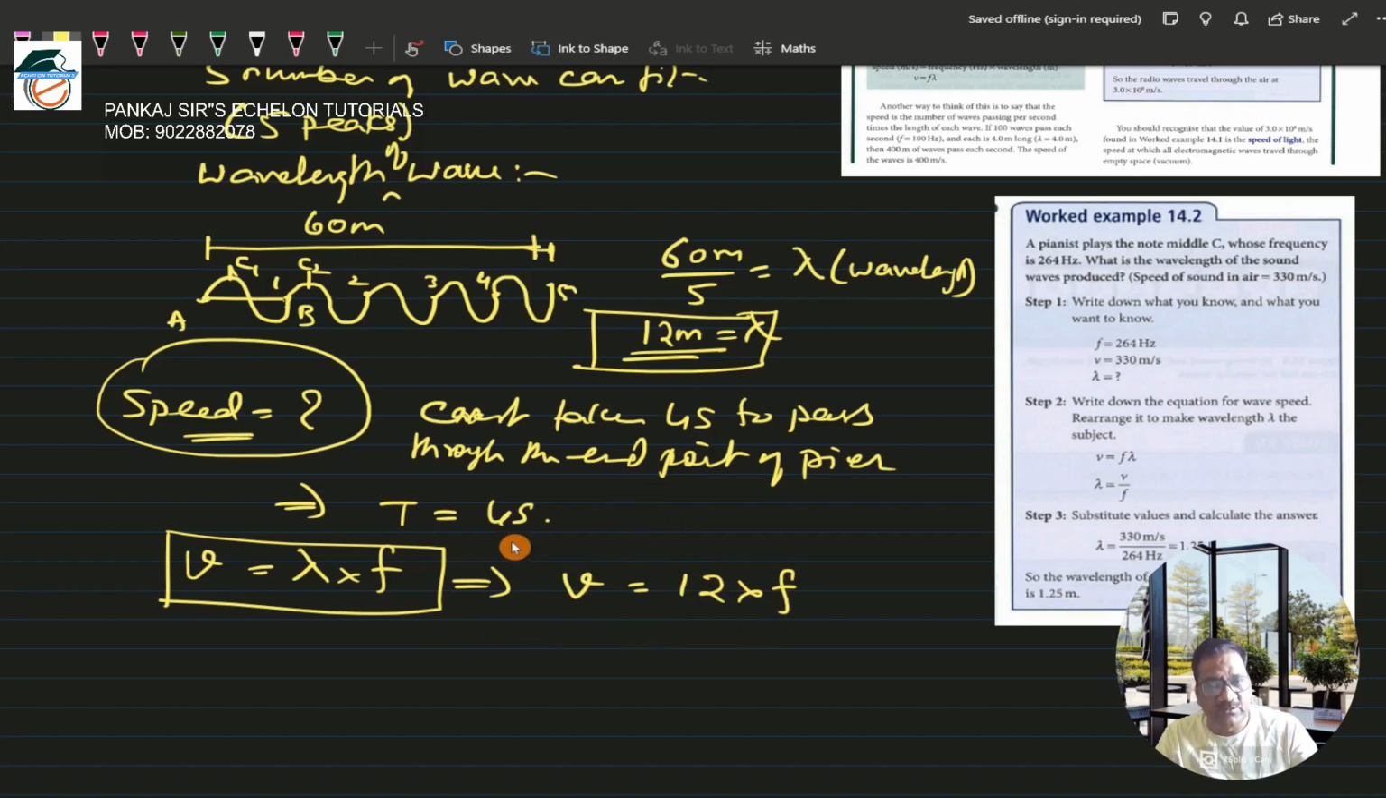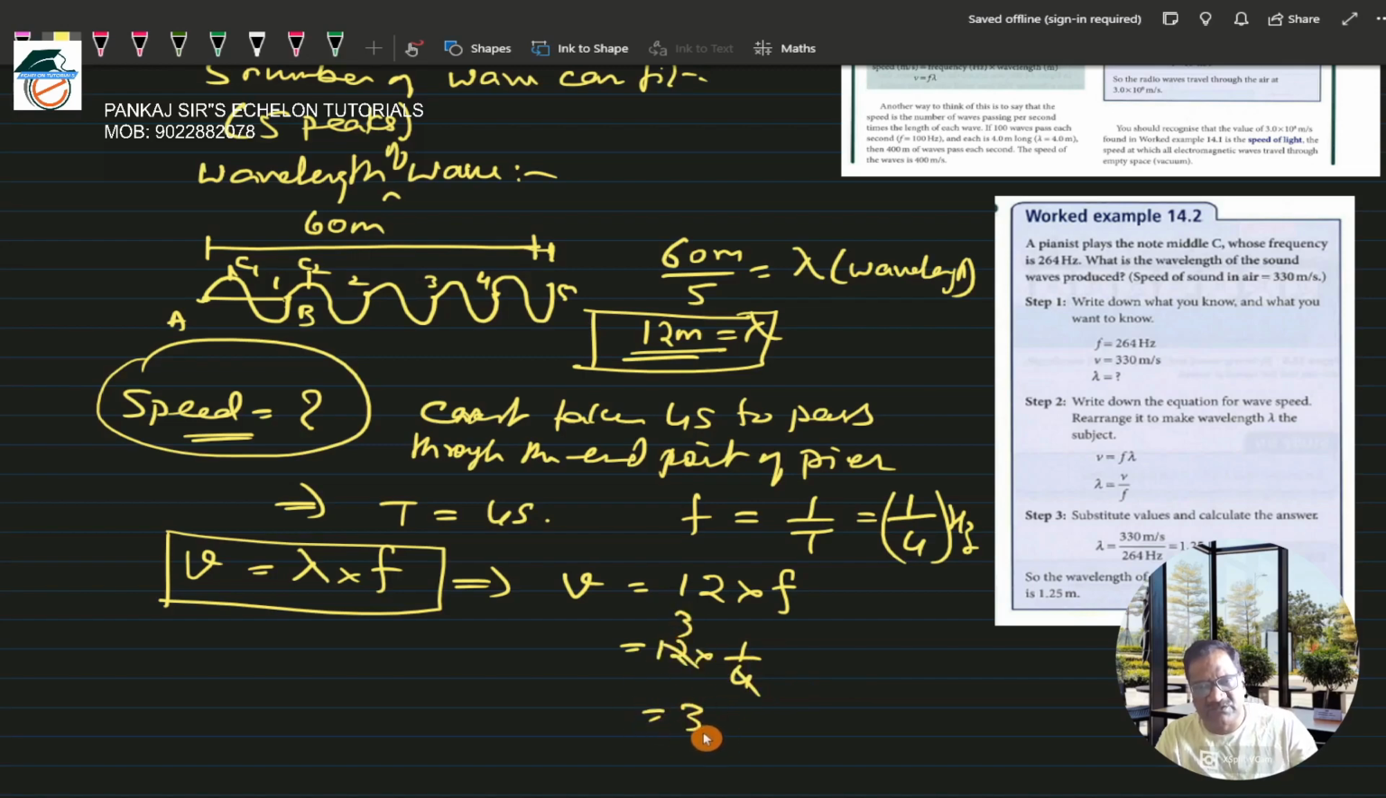Now we don't know what the frequency is at this stage. But I told you there is a relationship that frequency is equal to 1 upon T. Using that, T being 4, your frequency will be 1 upon 4, and the unit will be hertz. So can I take 12 into 1 upon 4 as the frequency? And this works out to 3. So 3 meter per second happens to be the velocity of this wave. So the velocity of the wave also you have calculated.